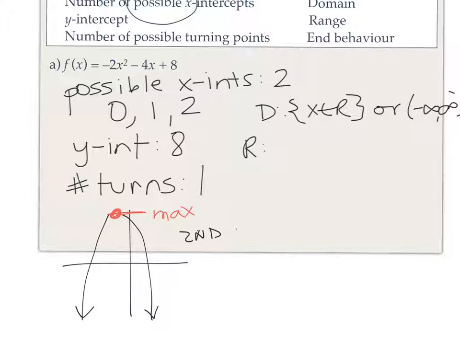So you go second trace. You go 4 for max. And then you have to go to the left of the maximum. So you have to actually scroll over to the left of the maximum. And you press enter.